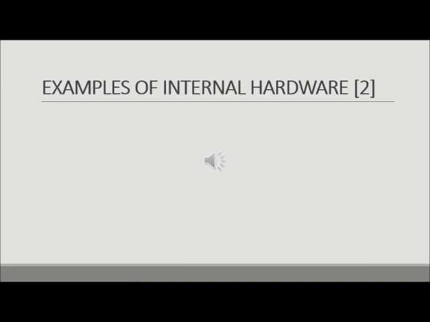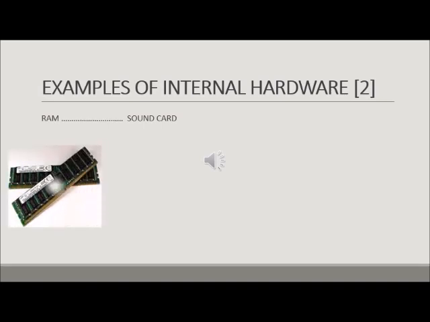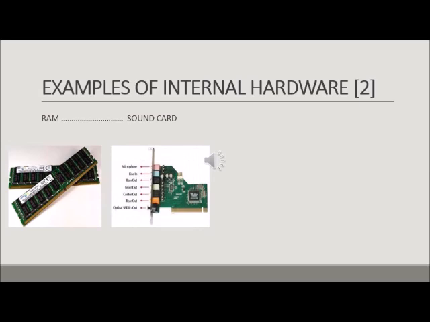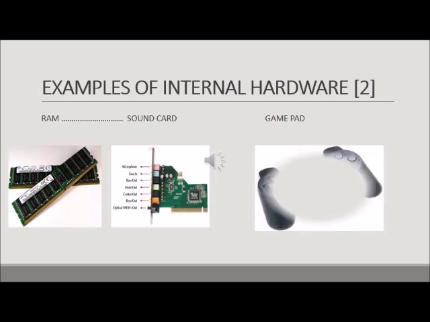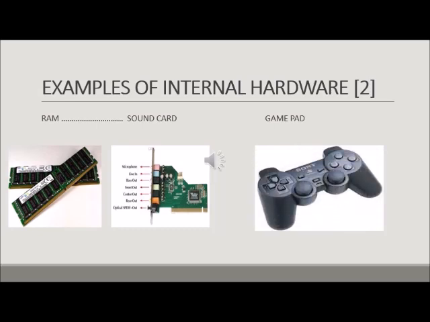Other examples of internal hardware not discussed earlier on are the RAM. The picture is being displayed on your screen. The sound card. Again, the picture is being displayed for you to see. And we have the gamepad. Picture is displayed on the screen for you to see. The gamepad is used mostly for controlling computer games in the computer system.